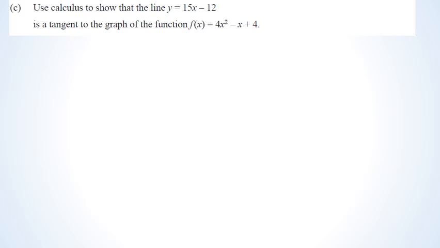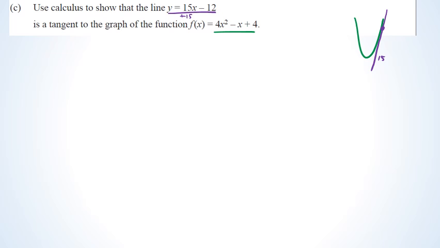Okay, so for this question here, it's asking us basically to show that this line is a tangent to the graph of this function, right? So one thing I like to do is just do a quick sketch. This is a parabola. So that means it's going to look like this. And then we've got a straight line here with a gradient of positive 15. Because it's positive 15, it's going to be on this side of the parabola. And it's going to look something like this, all right, with a gradient of 15.